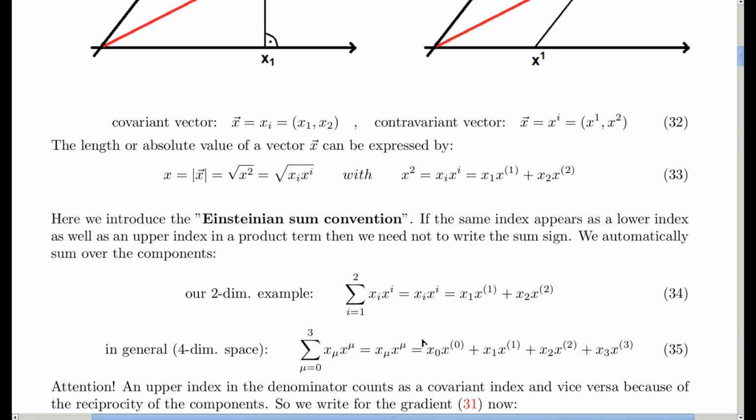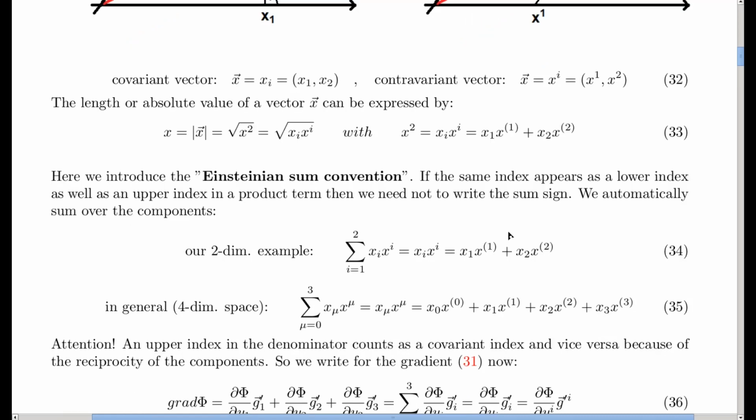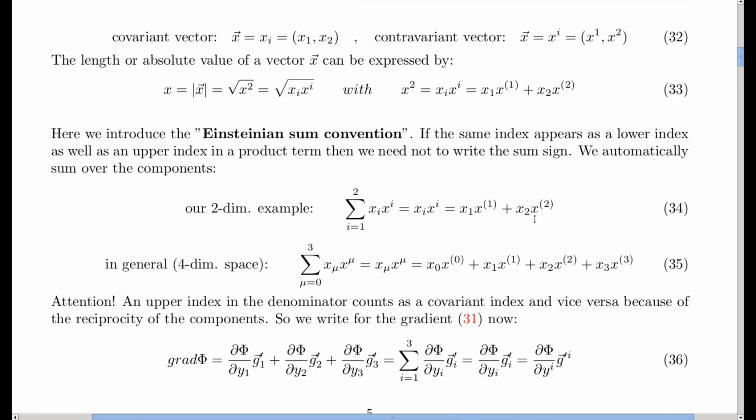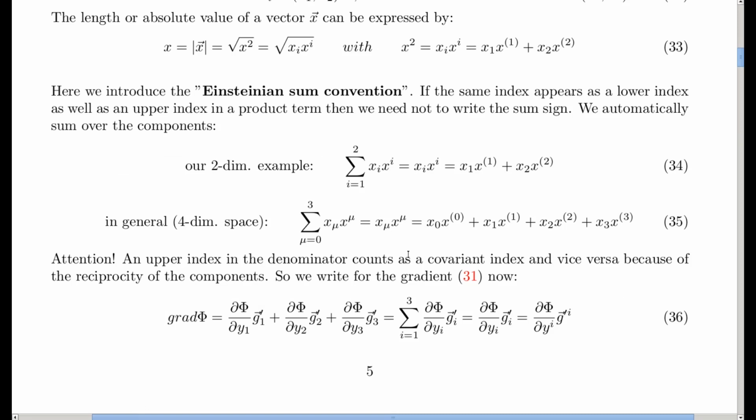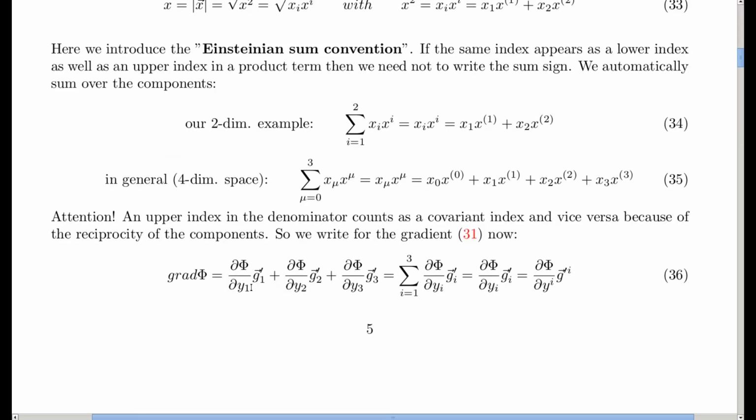Here we are in the two-dimensional space. That means we have only two addends, only two coordinates. And so in the four-dimensional space we would have a sum of four addends. And now attention please, if we have a covariant index in the denominator, then that counts as a contravariant index, and vice versa.